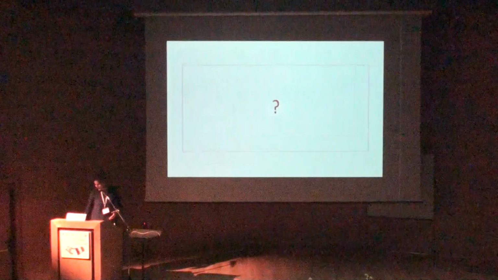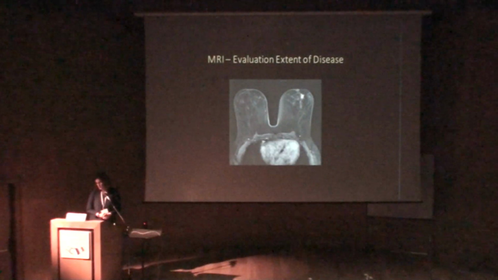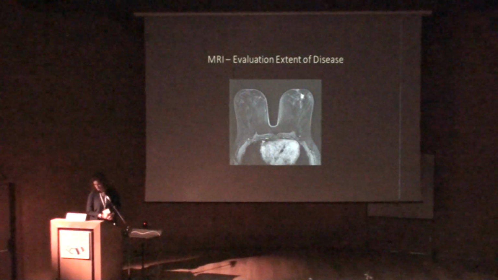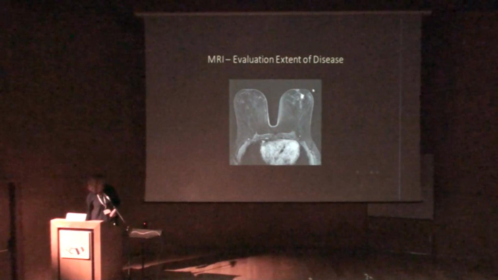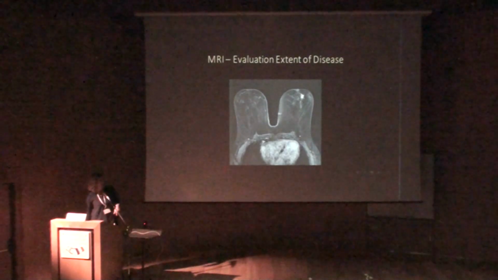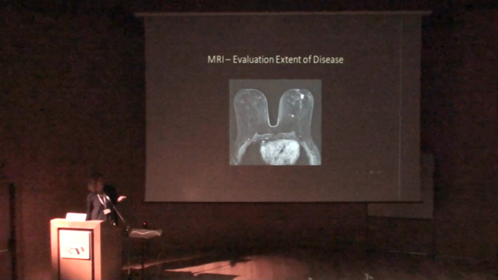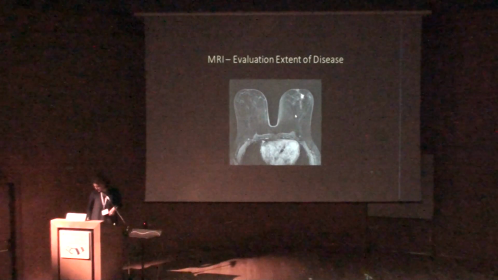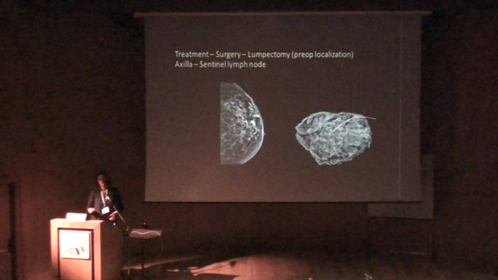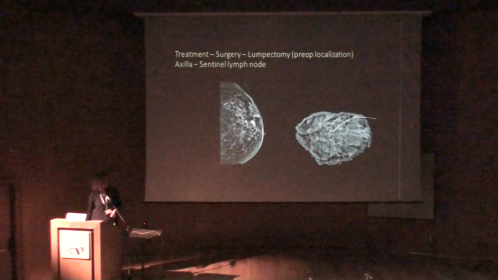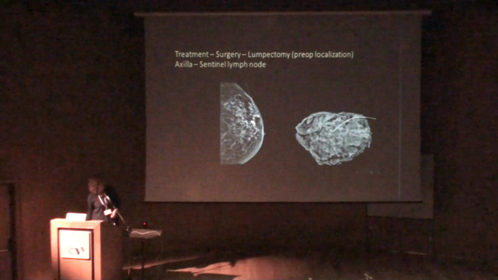What else? In this case, the woman also had an MRI for the evaluation of extent of disease, and we can see the same small lesion in the left breast, central, with no other lesions, not on the right and not on the left, so it's a unifocal disease. The woman can undergo breast-conserving surgery, lumpectomy, following localization of the lesion with a needle.